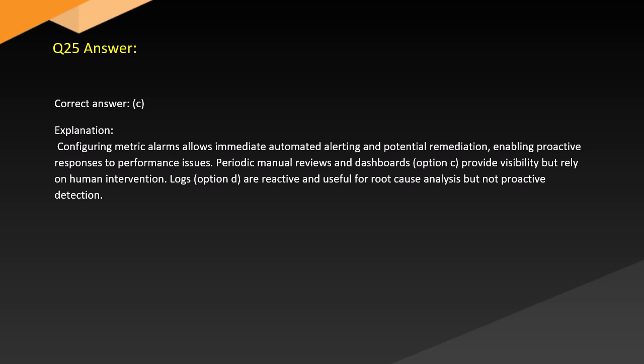Answer. Correct answer: C. Explanation. Configuring metric alarms allows immediate automated alerting and potential remediation, enabling proactive responses to performance issues. Periodic manual reviews and dashboards provide visibility but rely on human intervention. Logs are reactive and useful for root cause analysis but not proactive detection.